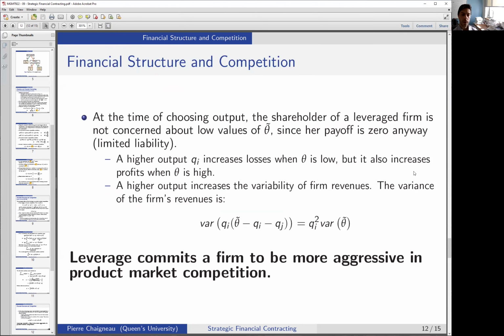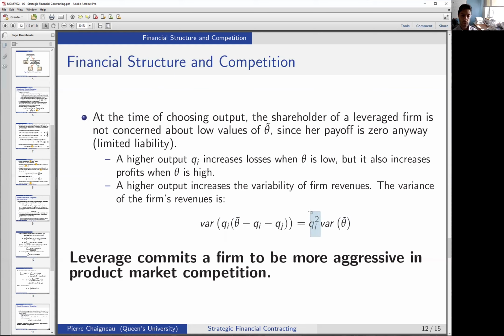The objective function of the shareholder really takes the form of an option. Now your payoff is 0 as long as theta is low, and then it's going to be increasing in theta when theta is higher. And we know that the payoff of an option is increasing in the variance. But what is the relevant variance here? Well, this is the variance of the firm's revenues. Now, the payoff of a shareholder is an option in firm total revenues. Total revenues, I mean the level of output produced times the price at which you will sell this output. Now, what is the variance of the firm's revenues? Well, the only random variable here is theta, and so this is equal to this.